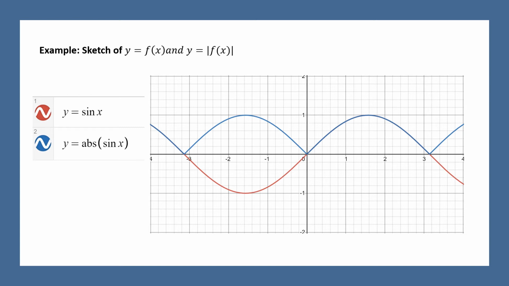And the absolute value of sin x, you can see that any value that is below the x-axis gets reflected above the x-axis, and any value that is above the x-axis in the original curve remains the same. So from negative 3 to 0, the value that is below the curve gets reflected above for the absolute value of sin x, and the same thing happens here as well.